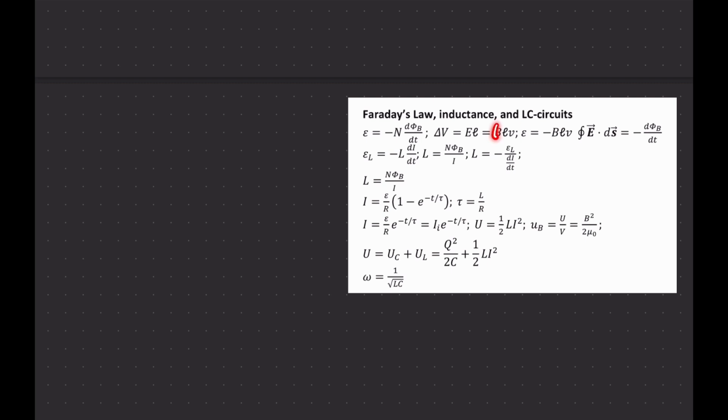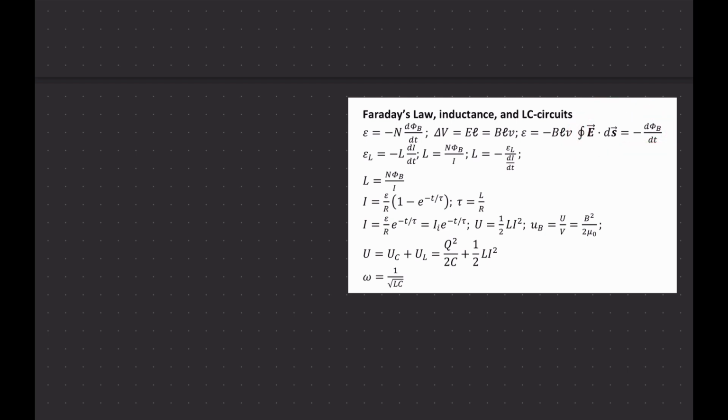Then we got BLV, which is a little bit weird. I'm not too sure where this BLV is coming from. And then we have another equation which says basically the same thing: epsilon naught is equal to negative BLV. So BLV here, epsilon naught, this, and then they give you this.